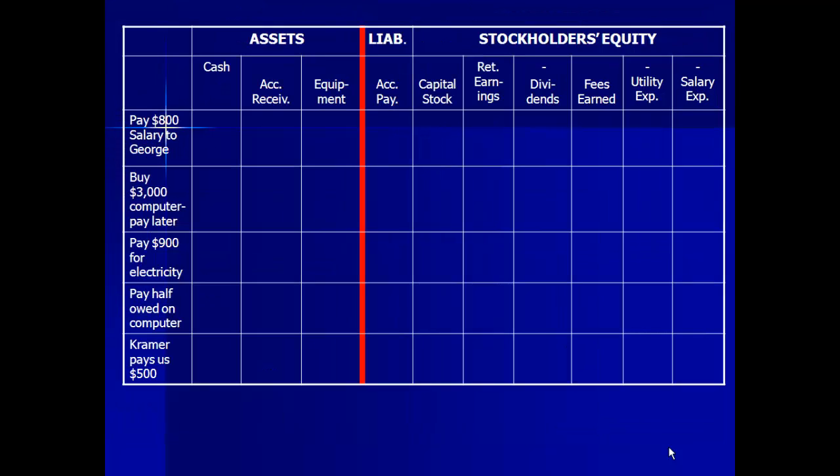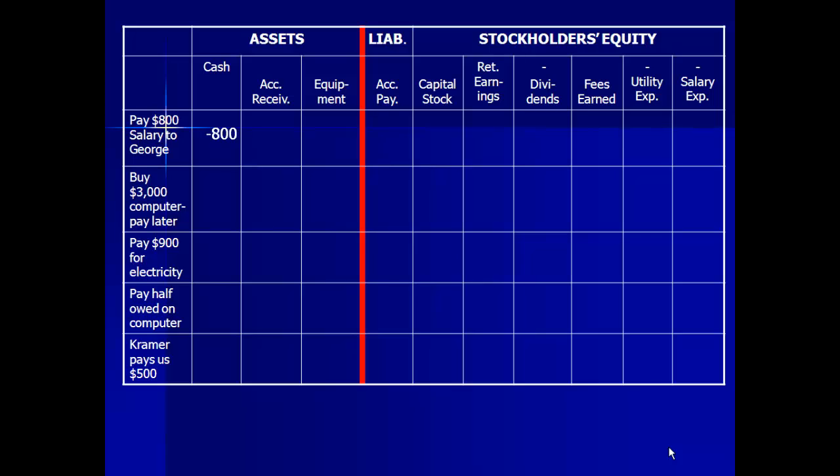Okay? George, my employee, works for me. I pay him $800 cash. What do I have less of? Less cash. Let's put minus 800 on the cash. Now, really, I have more of something else. Given those titles up there, what do you think I have more of? Salary expense. However, what effect do expenses have on my stockholders' equity? They make it go down.